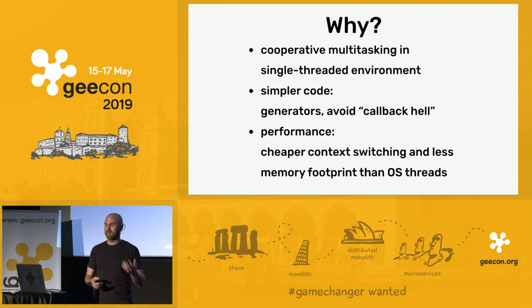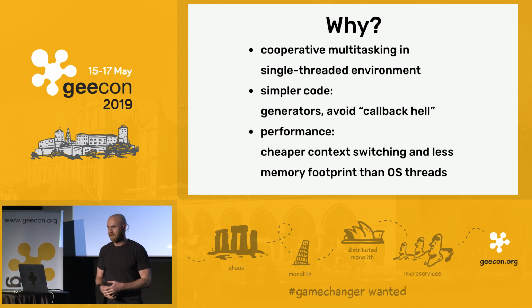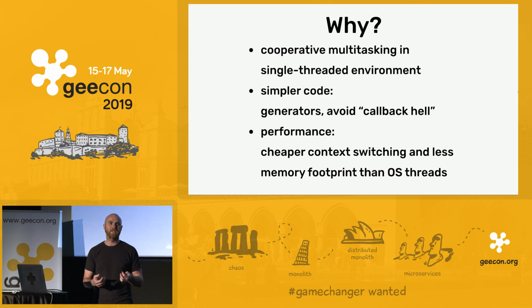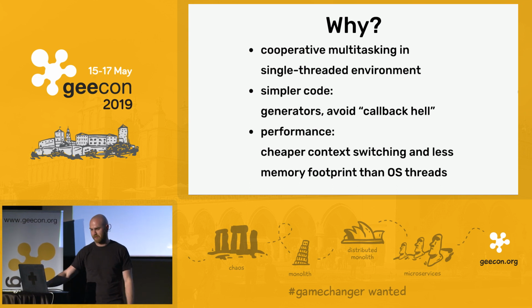Why would you use coroutines? There are, I would say, 3 reasons. One is cooperative multitasking in a single-threaded environment. For example, JavaScript is single-threaded, but if you want concurrency, you have to do it this way. Another reason is to simplify your code, for example generators or avoiding callback hell. And yet another reason is performance, because coroutines are cheaper than threads. So if you need a high level of concurrency, you will benefit from using coroutines rather than lots of threads. And there is also a hard limit in the operating system on how many threads you can have because of memory issues.